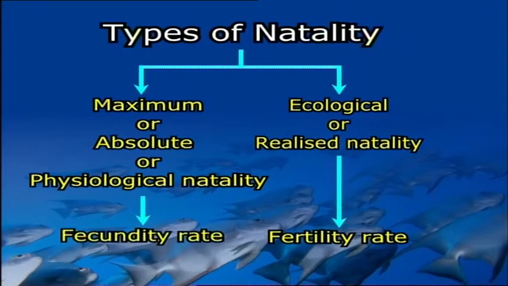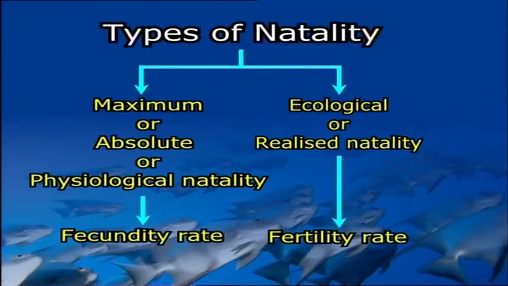There is also ecological or realized natality, also called fecundity rate. It is a natality which refers to population increase under an actual existing specific condition. It takes into account all the possible existing environmental conditions. This is also designated as fertility rate.